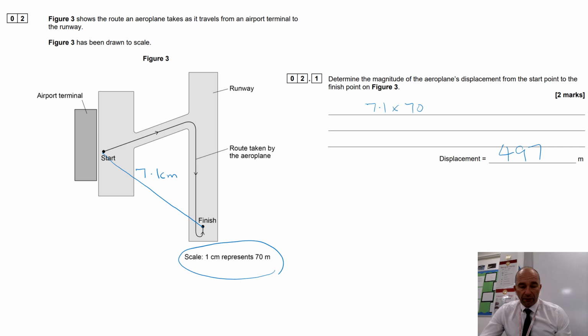we've probably had to shrink the image to get it to fit. And it also depends on the size of the screen you're watching this on. But that is the principle. Whatever distance you got from start to finish, multiply it by that 70, and that gives you the correct distance.